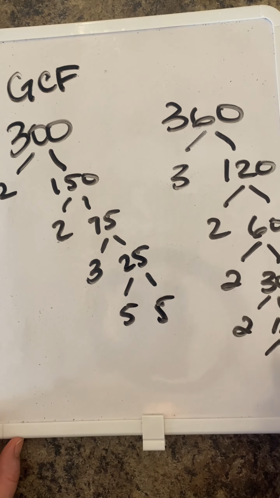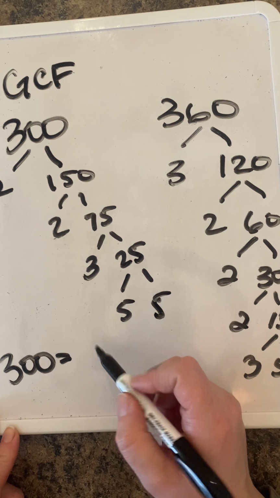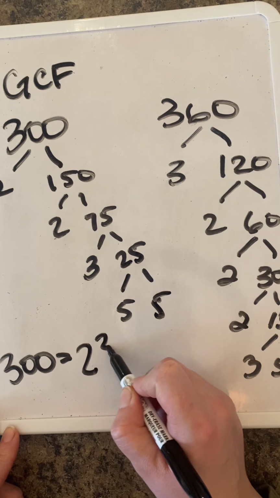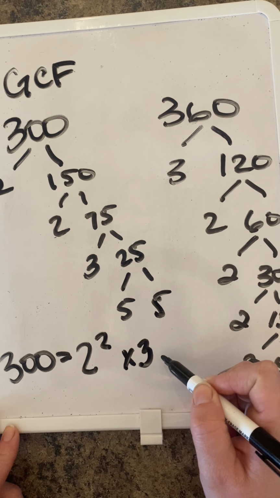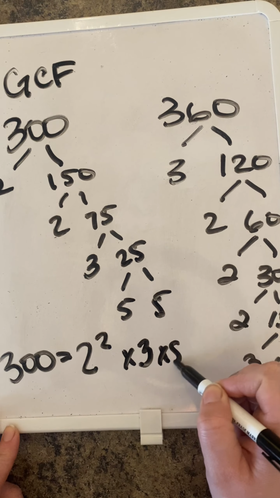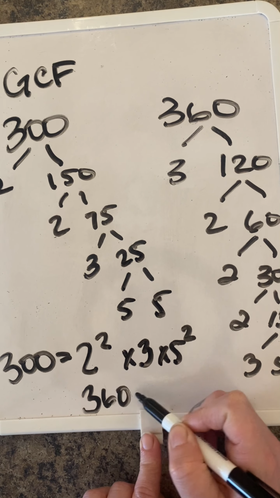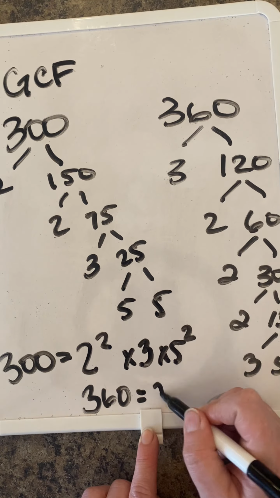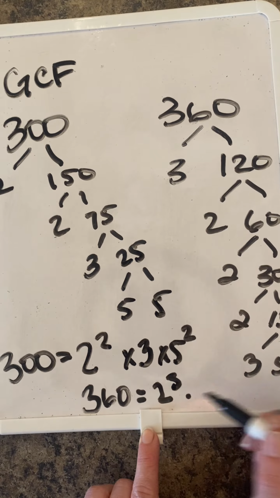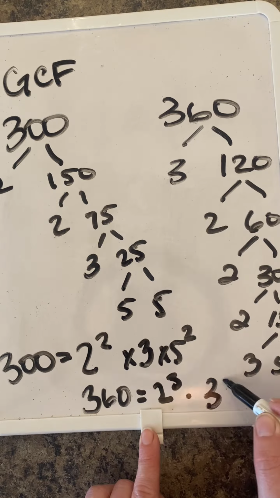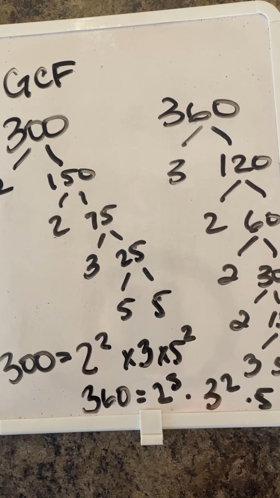Sorry, I got a little cut off there. It is 15 at the end, and 3 and 5. So 300 can be written as 2 to the power of 2 times 3 times 5 squared. And 360 can be written as 2 to the power of 3, 3 to the power of 2, and 5 to the power of 1.